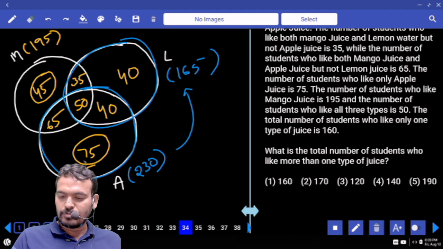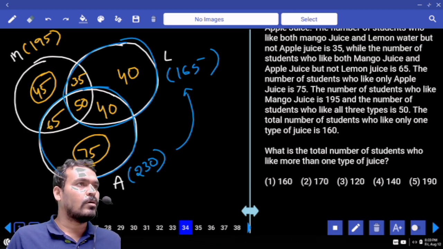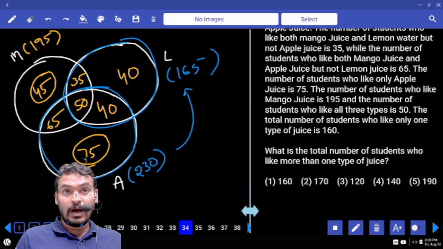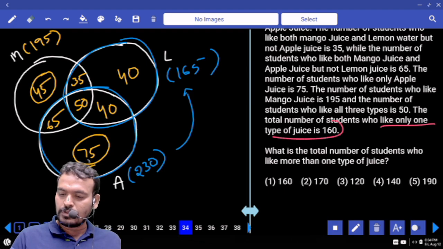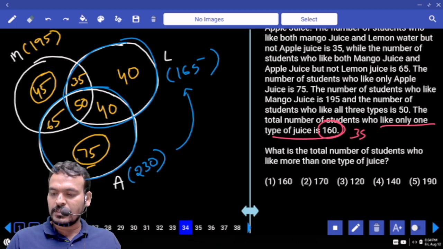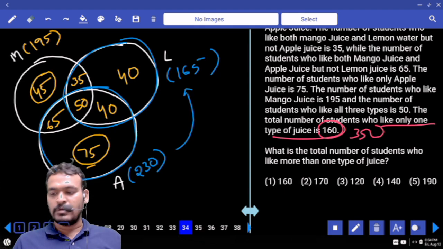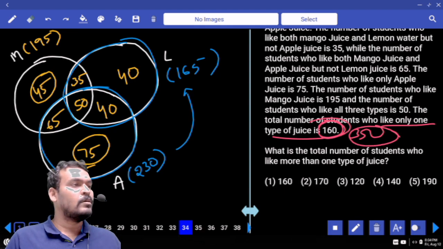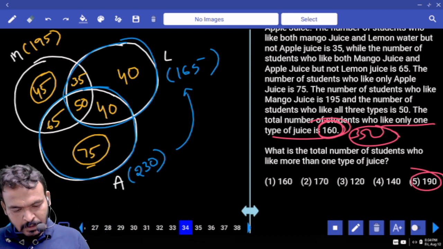What is the total number of students who like more than one type of juice? More than one type of juice means 2 or 3. Already we know only one type of juice is 160. Out of 350, 160 like only one type of juice, so for more than one type, 350 minus 160. How much? 190.